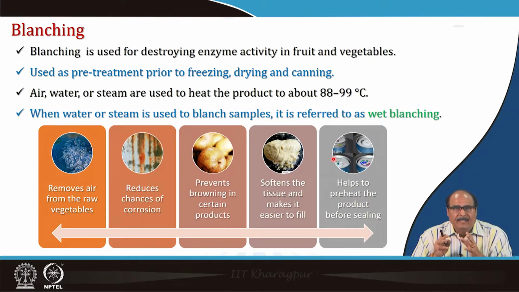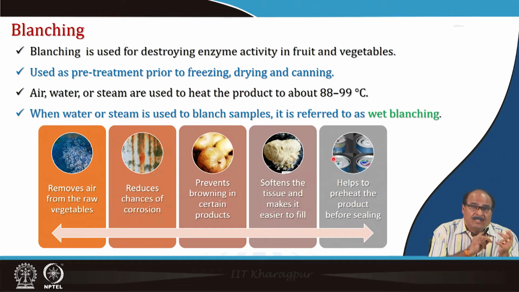Blanching is used for destroying enzyme activity in fruits and vegetables. It is used as a pre-treatment to freezing, drying and canning. Air, water or steam are used to heat the product to about 88 to 99 degrees Celsius, and when water or steam is used to blanch the sample, it is referred to as wet blanching. So, it is a very important operation to get the desired characteristics in the product after drying or during canning, or even freezing, like freezing vegetables.